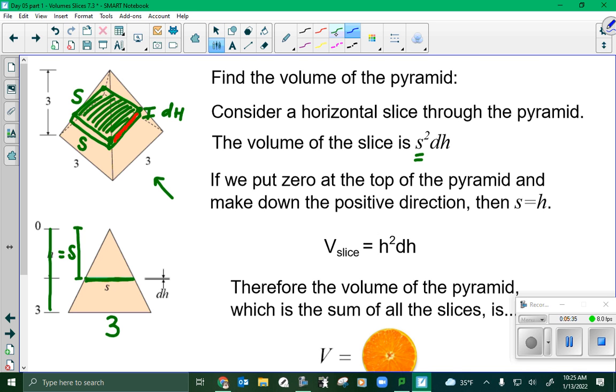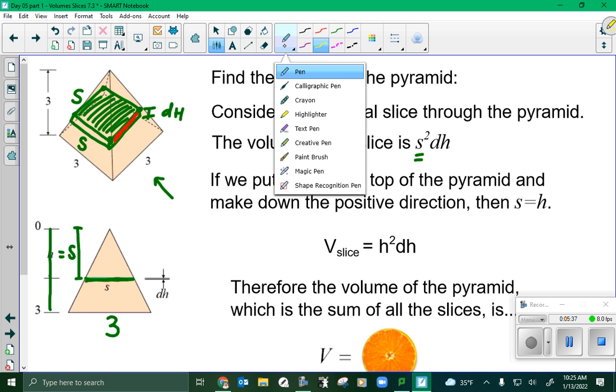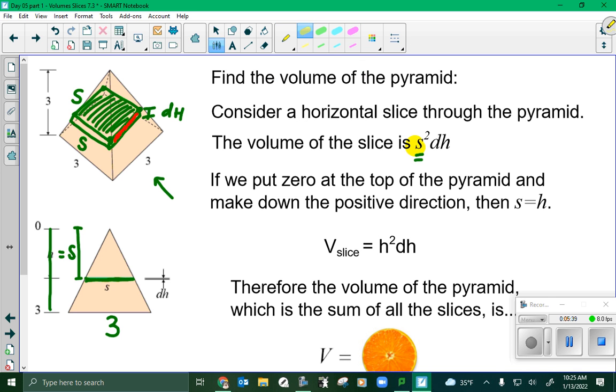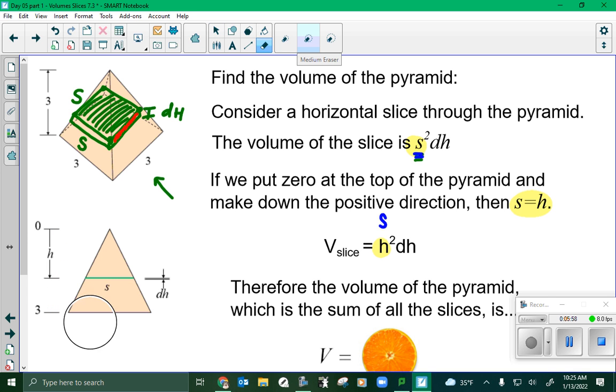All I did was take the highlighter. I took this S, and since S is equal to H, I just changed it to an H. So instead of saying S squared dH, it's now H squared dH. All right? So if you remember what integration does, integration really adds up.